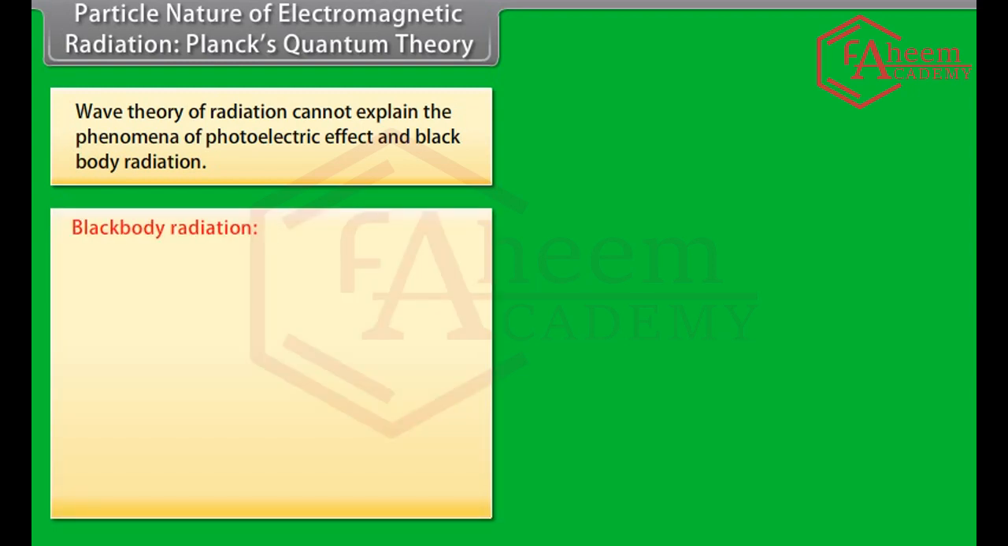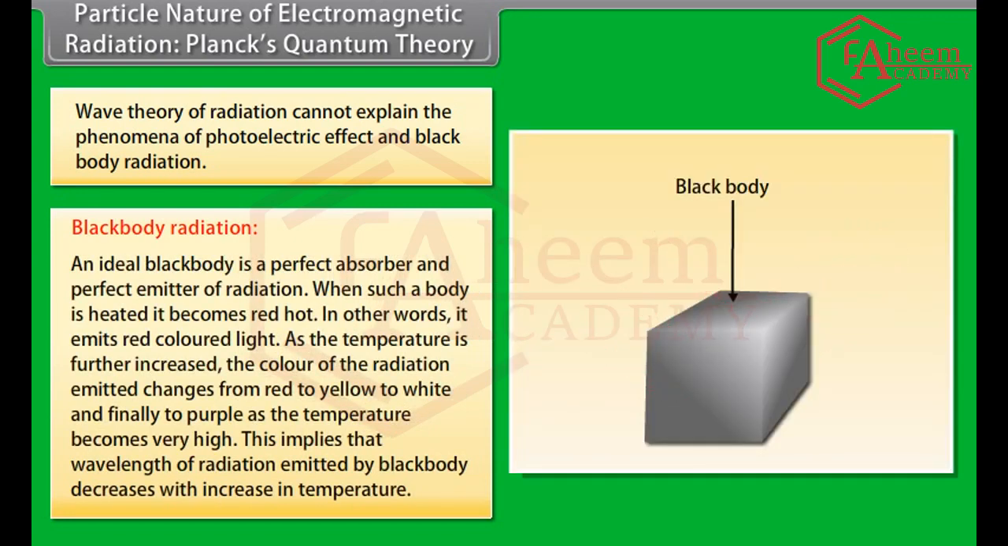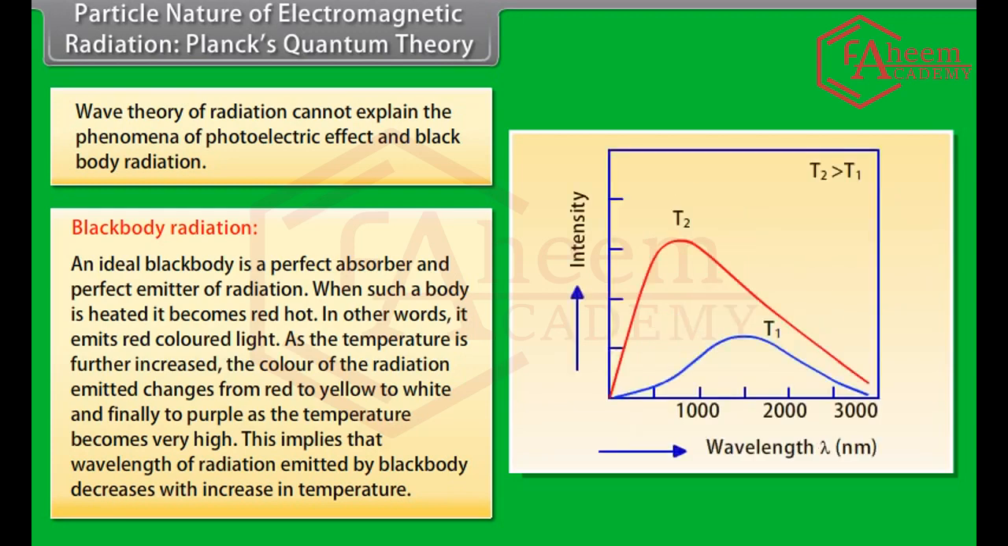Black body radiation. An ideal black body is a perfect absorber and perfect emitter of radiation. When such a body is heated, it becomes red hot. In other words, it emits red-colored light. As the temperature is further increased, the color of the radiation emitted changes from red to yellow to white and finally to purple as the temperature becomes very high. This implies that wavelength of radiation emitted by a black body decreases with increase in temperature.